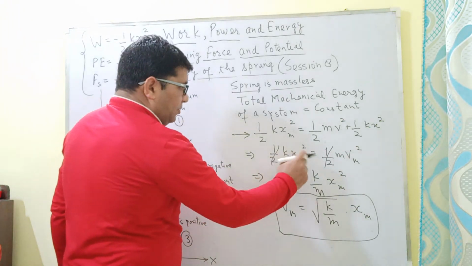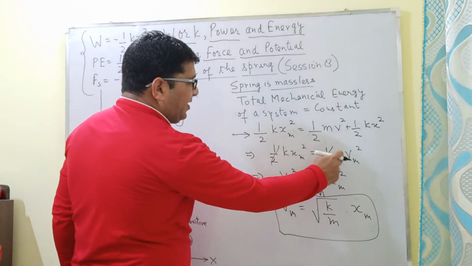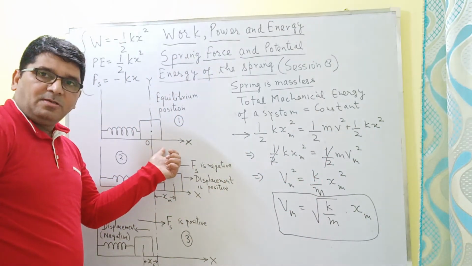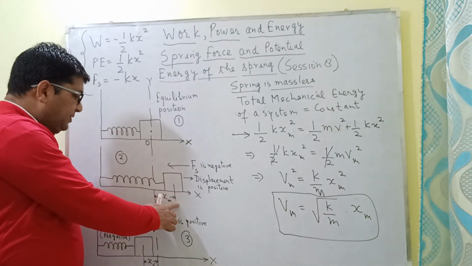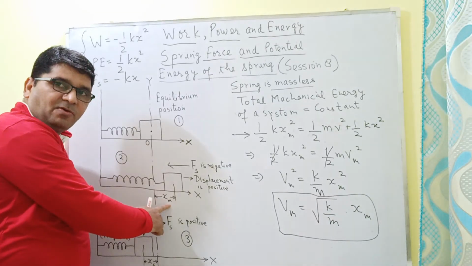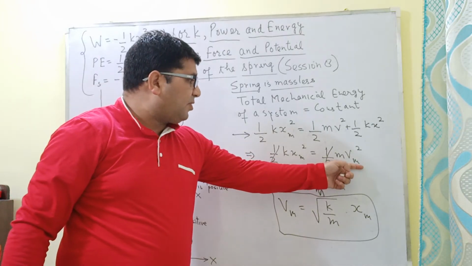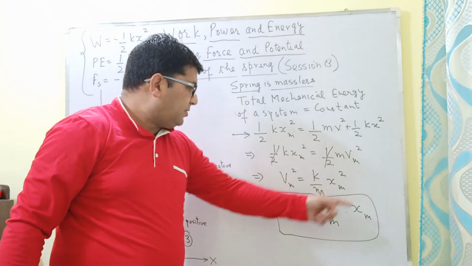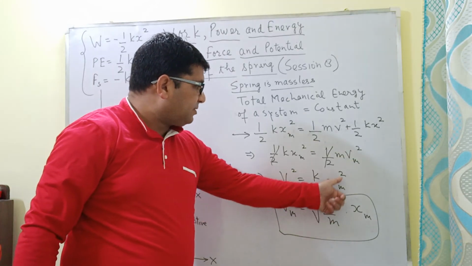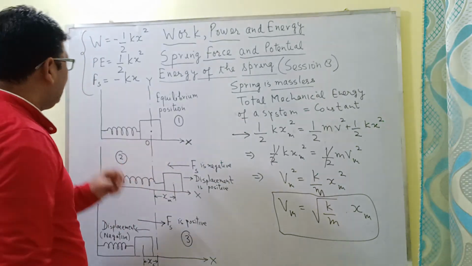So half k xm square will be equal to half m vm square. Now here, what is vm? This is the maximum velocity of this block when it is released after getting displaced by a displacement of xm. So here xm is the displacement and vm is the maximum velocity which this block will achieve. That is, vm square is equal to k by m xm whole square, and vm is equal to under root k by m into xm. So this is another important formula.